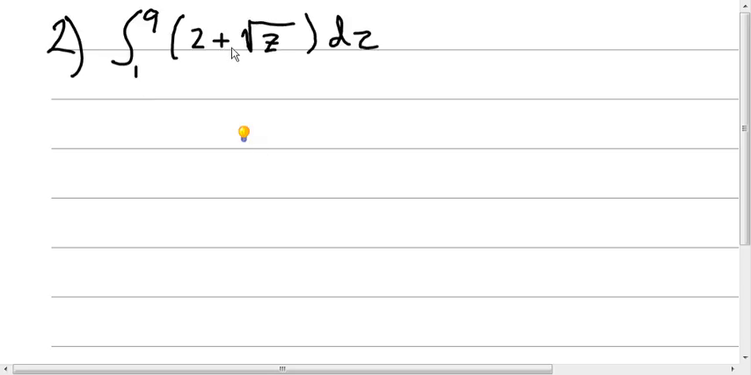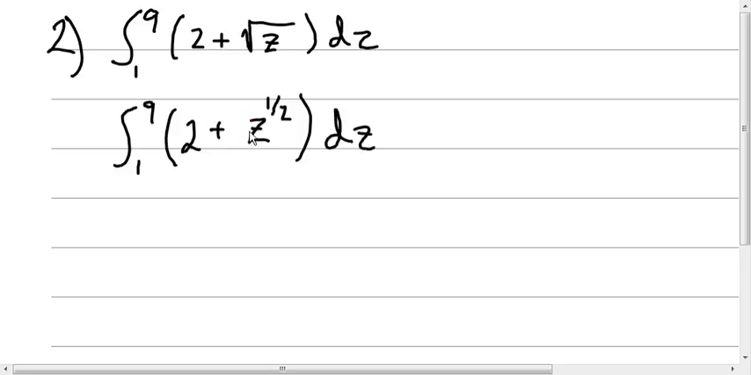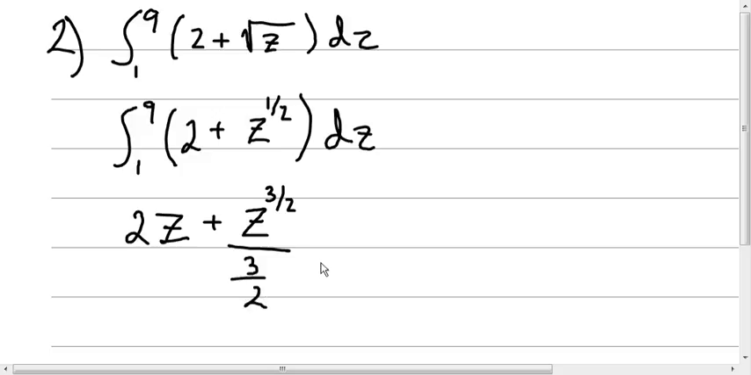So what I was going to do is I always rewrite these kinds of problems to make the exponent, in this case, 1/2. I find this an easier way to do it. So let's just do this integration, and 2 becomes 2z plus, now we use the power rule, so we add 1 to 1/2, and so we get z to the 3/2 divided by 3/2, just the power rule, plus a constant here, but of course we're not doing that. What we're doing is evaluating it between 1 and 9.